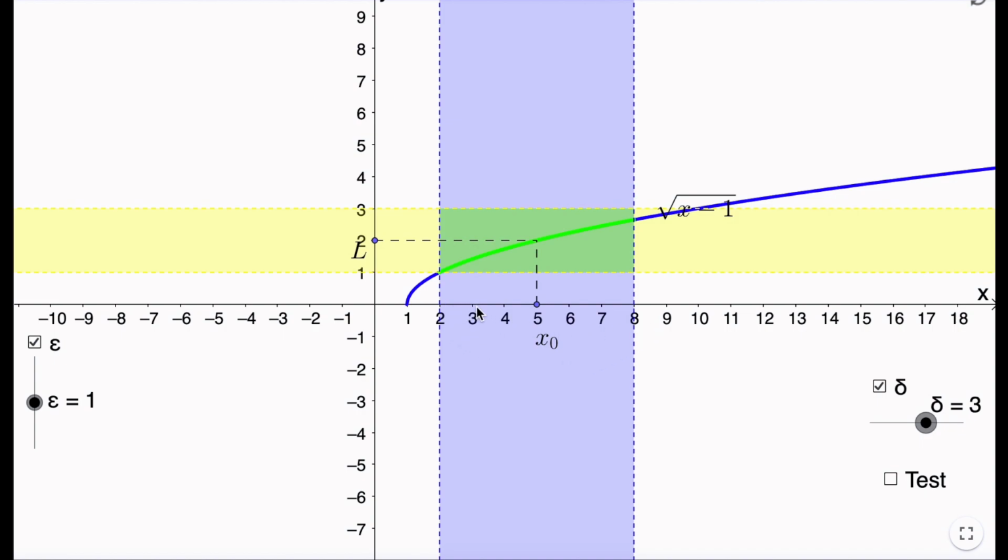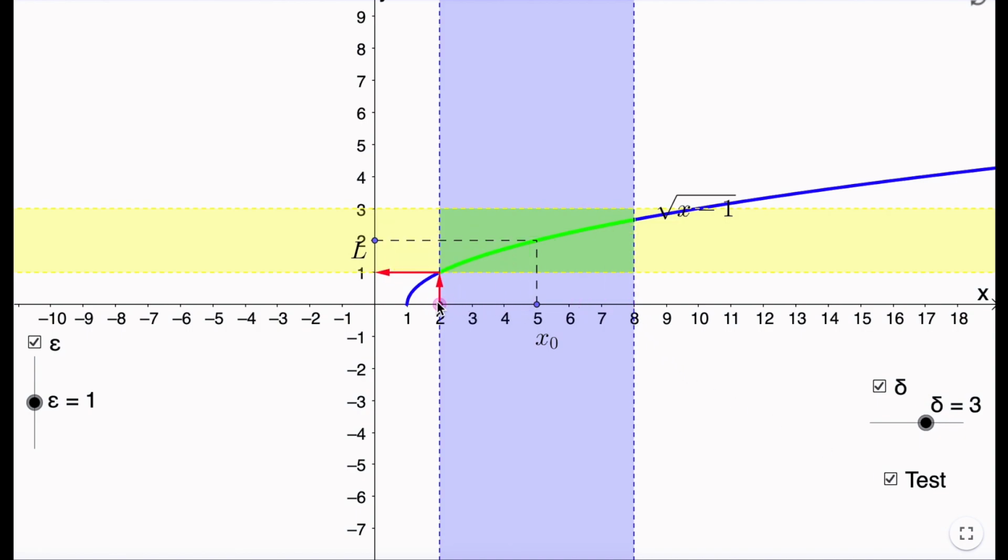So if I'm on this interval, and I get closer and closer to 5 in either direction, I'm going to lie on the yellow interval, so I'm going to be within epsilon of my limit. And we can test it. If I check the box here, test.